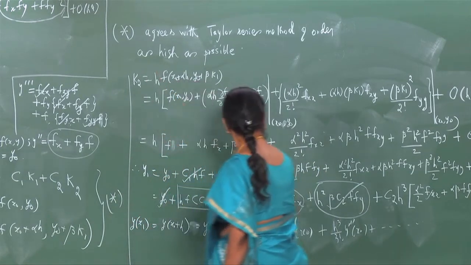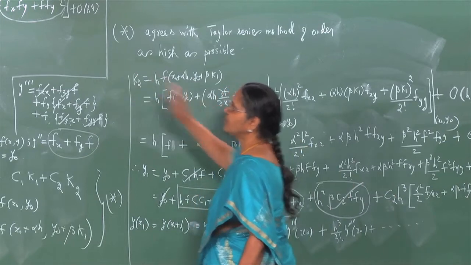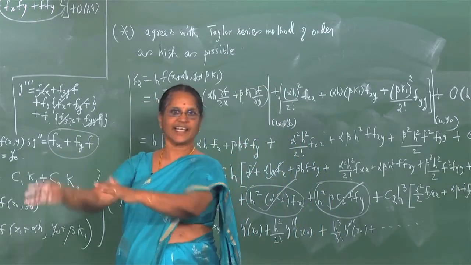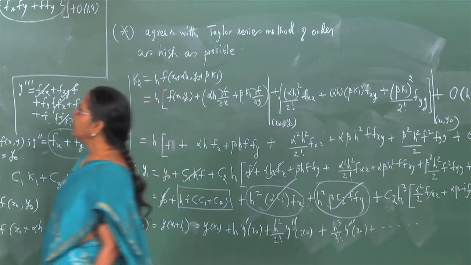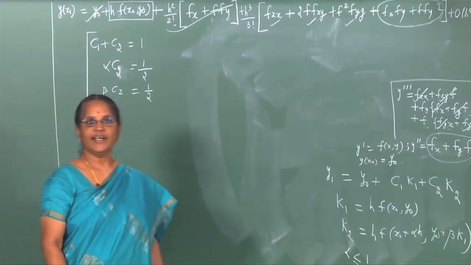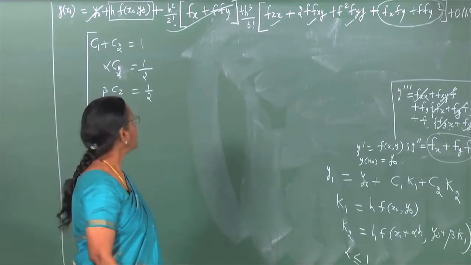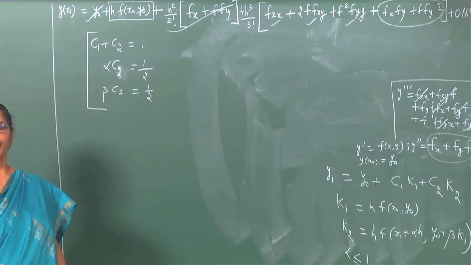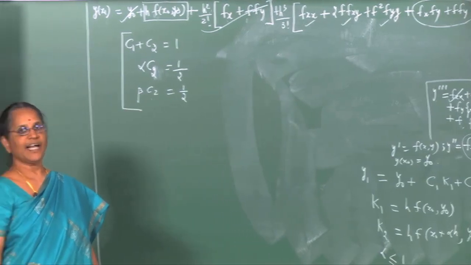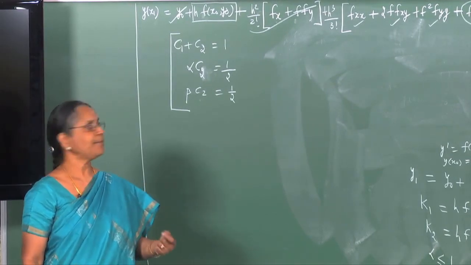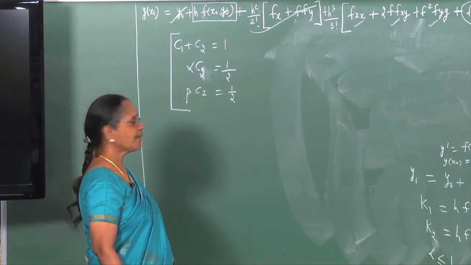So, the h cubed terms cannot be matched, and that will be the first neglected term in the Taylor expansion. So, I look at the equations which have helped us to match up to Taylor method of order 2. We observe that there are 4 constants C1, C2, alpha, beta, but there are only 3 equations. So, one of the constants can be arbitrarily chosen.